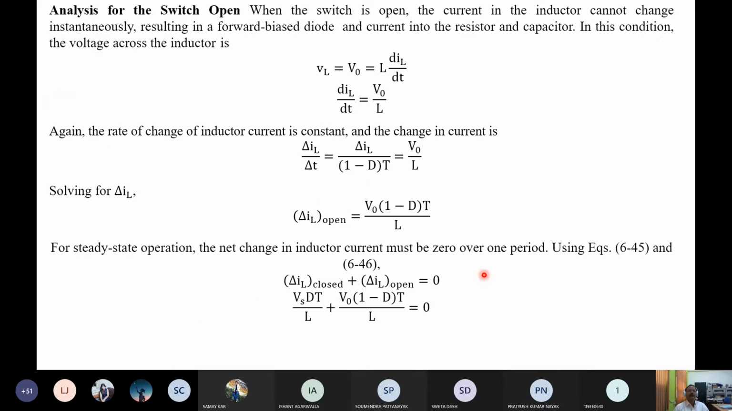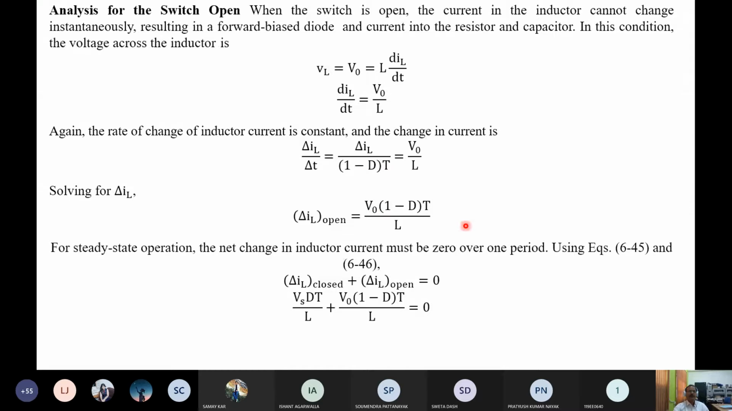Okay. So when the switch is open, the voltage across the inductor is the load voltage, right? There is no voltage drop in the diode, so it is the load voltage. VL is equal to V0, which is equal to L dIL/dt. Again, the slope is a constant, so the current decreases linearly. So we get ΔIL/ΔT equal to ΔIL over (1 minus D)T, equal to V0/L. This is the off period. So ΔIL open is V0(1 minus D)T/L.